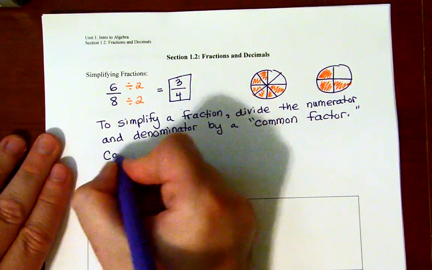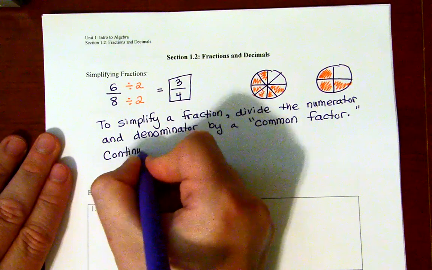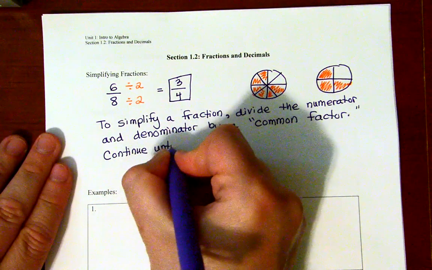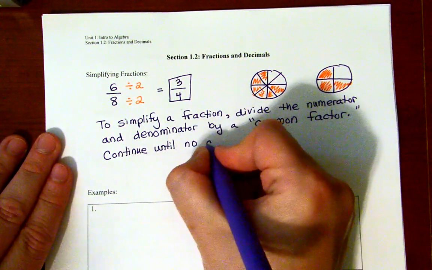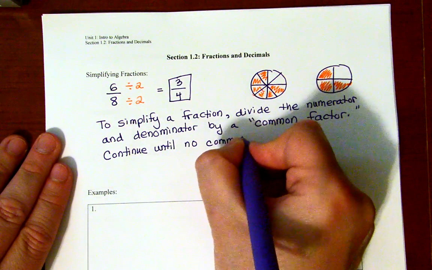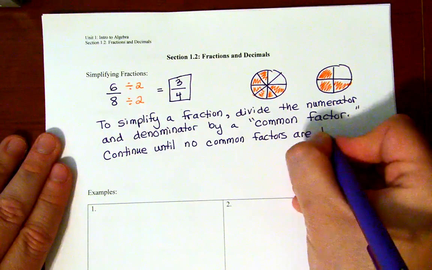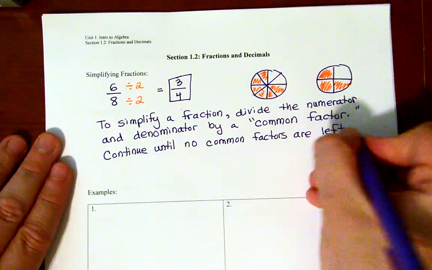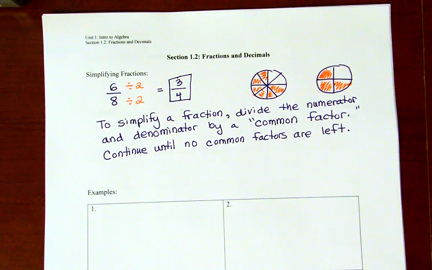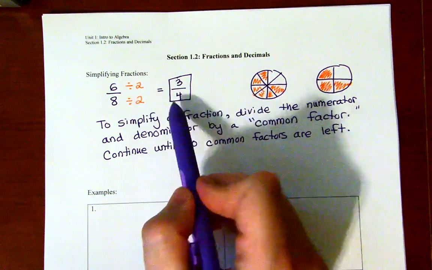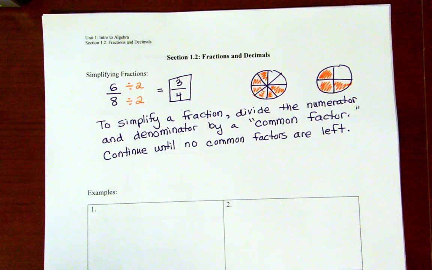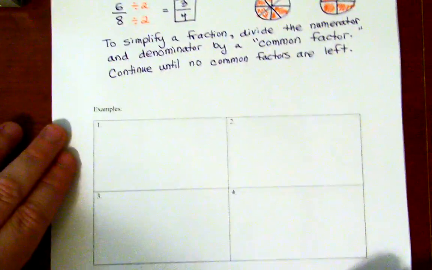But I'm going to write one more line here. I'm going to then say continue until no common factors are left. All that means is after we do our divide by 2, we're going to look at the fraction we get and see, can I do the same thing again? Can I keep dividing the top and bottom by some number? If I can, I will. If not, I won't. Let me show you 4 examples.